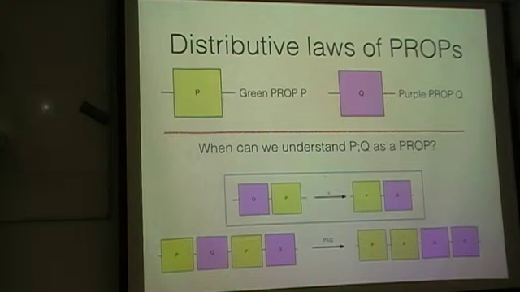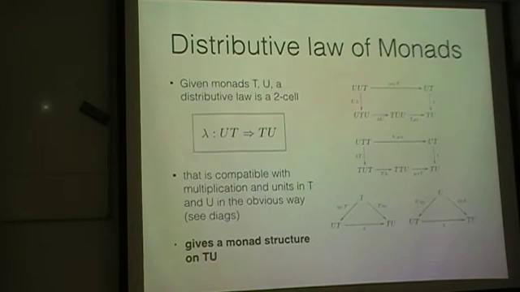Obviously these things have to satisfy some extra conditions in order for this to make sense. And it turns out that these are the conditions that the distributive laws specify. It's not really important that we go through this in detail. I just want to give you a feel for what's going on. So this is the standard definition of a distributive law of monads.